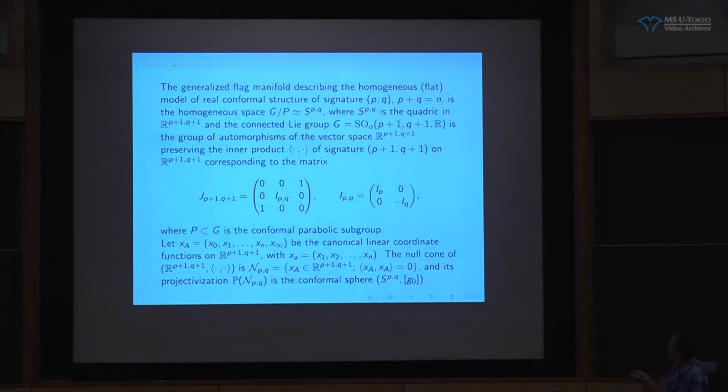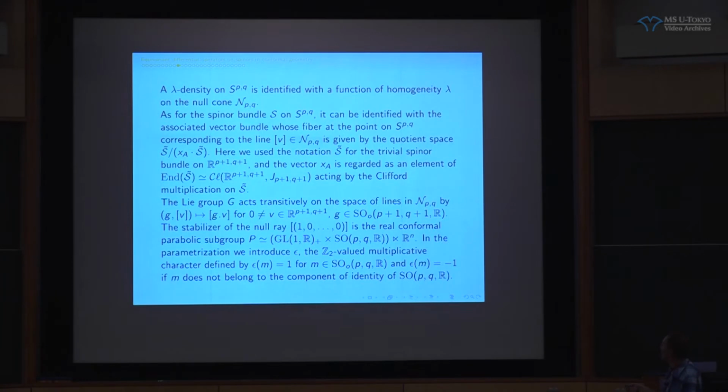In other words, this quadric, the conformal sphere, is given by the quotient G over P, where G is the special orthogonal group, that is, just the component of identity, of signature p+1, q+1 with real coefficients. And one can see that the stabilizer of one specific vector lying in that cone gives the corresponding parabolic in the form GL1(R) times, so that's the central element, SO(p,q)(R), that's the simple part of the Levi factor, and everything is a semi-direct product with the vector group R^n. So that's isomorphic to the positive.